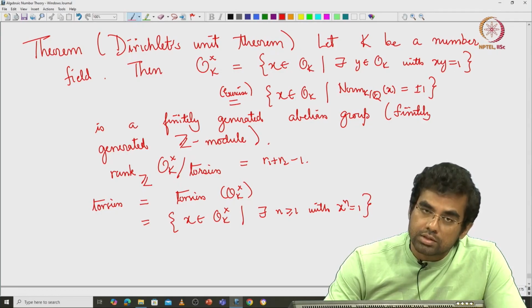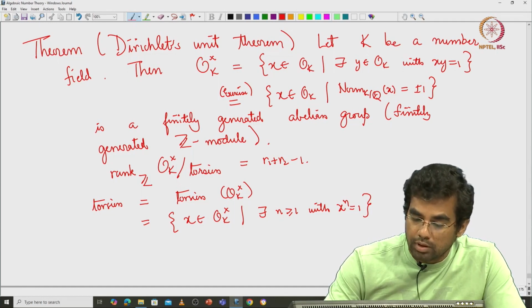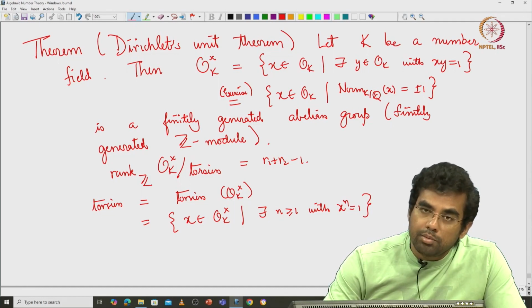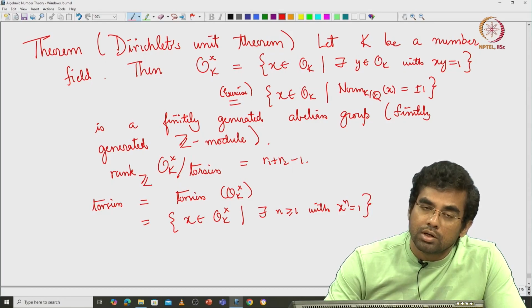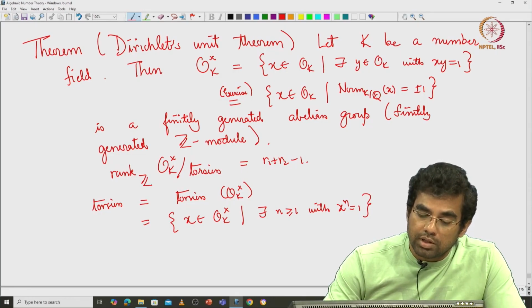So, you should think of this as a highly non-trivial theorem. This is the second non-trivial theorem that we prove in this course, the first one being finiteness of class group. Now, let me make some comments orally about how this kind of phenomenon is part of a much more general framework in number theory.